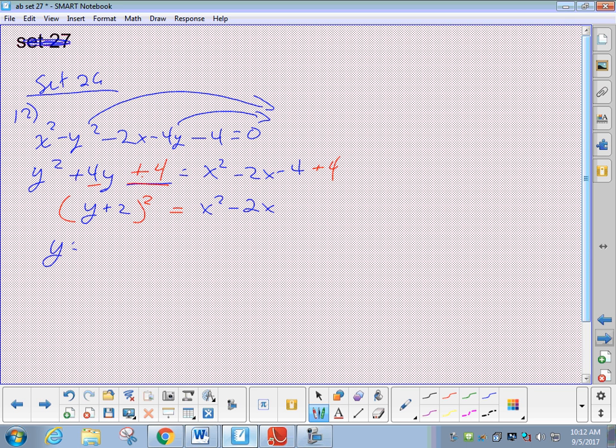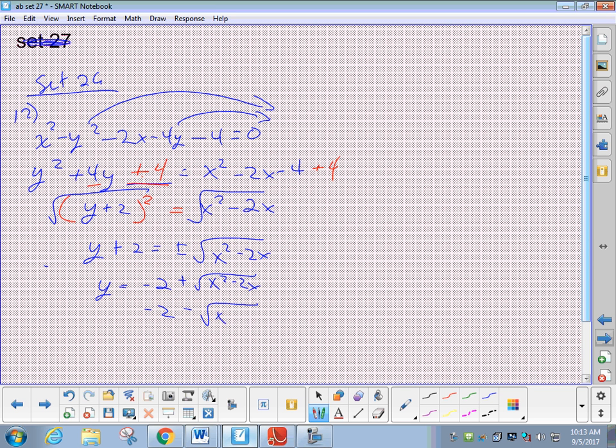Now that's wonderful because now you can square root to deal with the square. You can do this next part in one step, but I'll do it in two. If I square root, don't forget plus or minus, so y plus 2 equals plus or minus root x squared minus 2x. So then y is negative 2 plus root x squared minus 2x, or negative 2 minus root x squared minus 2x. And I imagine this is probably a circle, and I just gave the top half. Does that make sense? Okay. Other questions on 26?